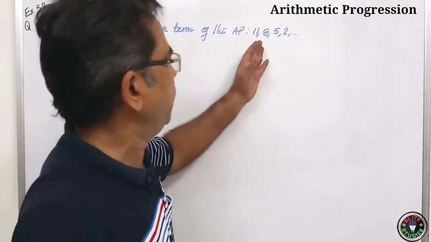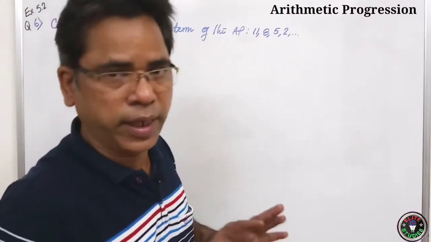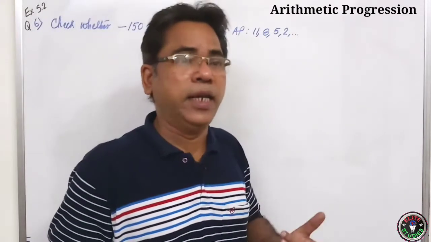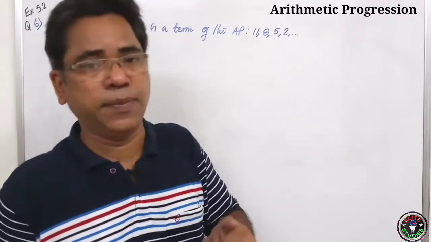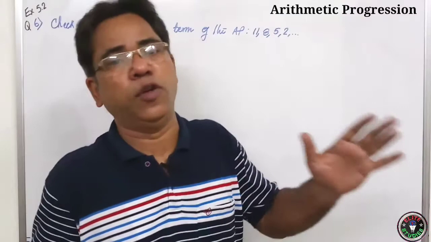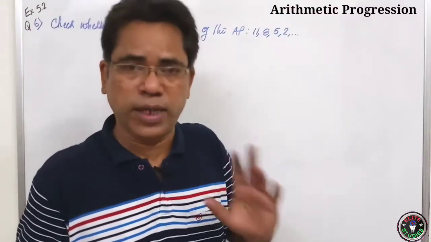What we have to do here is find n. While finding n, if n comes out to be a positive natural number, as I have already told you, n must be 1, 2, 3, 4. It cannot be negative, it cannot be a fraction, it cannot be irrational.